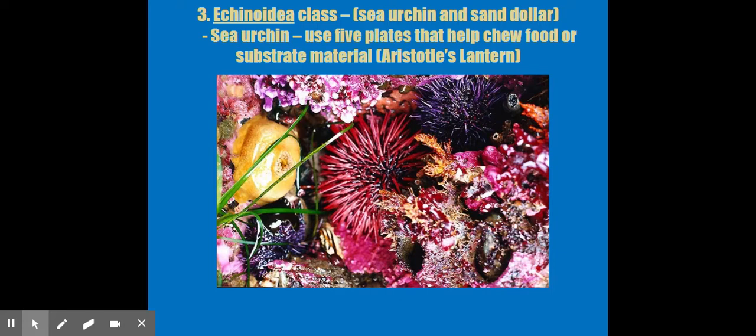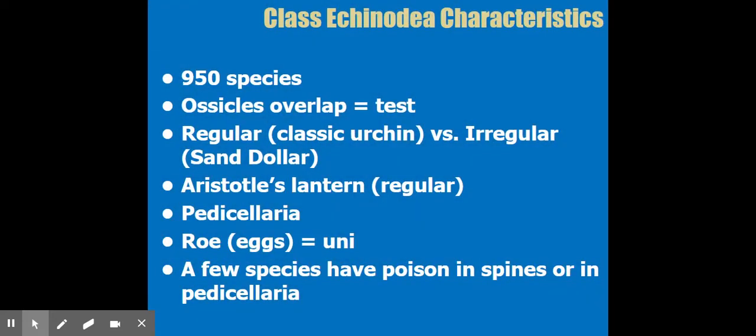Sea urchins have a very special, well-known structure called Aristotle's lantern. You're going to want to know what that is. It's this big, gigantic mouth part with five little teeth in a circle that it uses to munch on kelp or whatever it's eating. Some sea urchins are more predatory as well. There are about 950 species of echinoids.